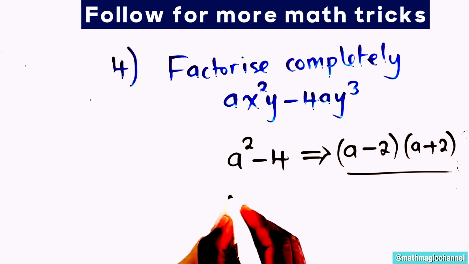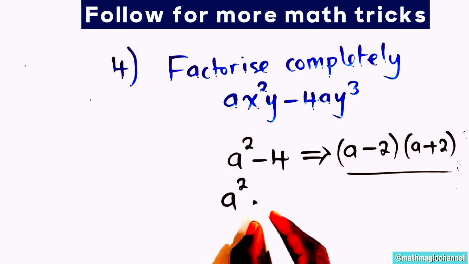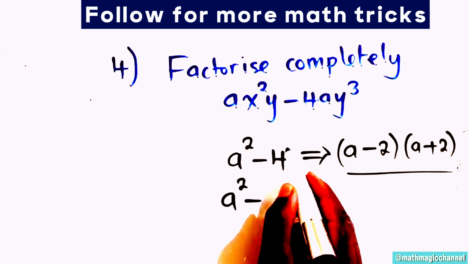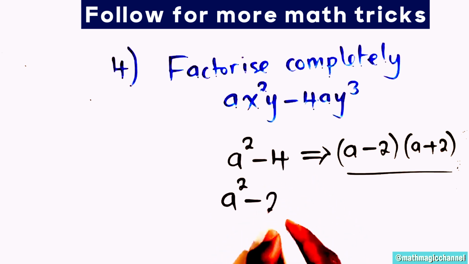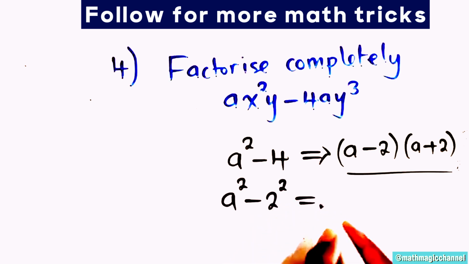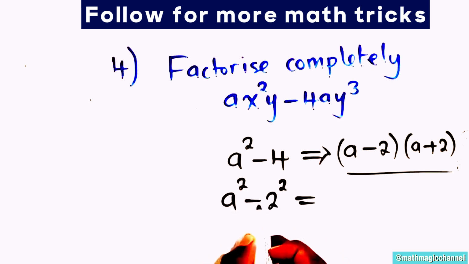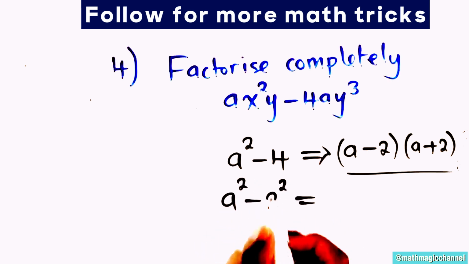And for difference of two squares, you write your a power 2, you write whatever term has got a power 2, and then you say minus, you find the square root of this number. Square root of 4 is 2, and then you say 2 power 2. You see the way it looks? Squares, it's power 2, and difference, it's minus. That's why we say difference of two squares.